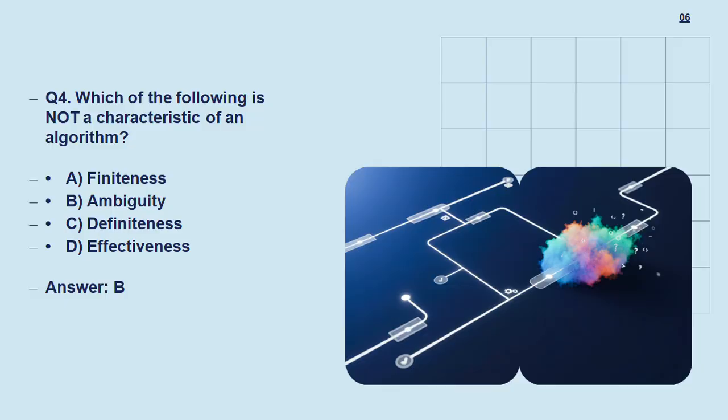Next question is: which of the following is not a characteristic of an algorithm? An algorithm must be finite, must have definiteness, must be effective. So the wrong answer, which is not a property of an algorithm, is ambiguity.